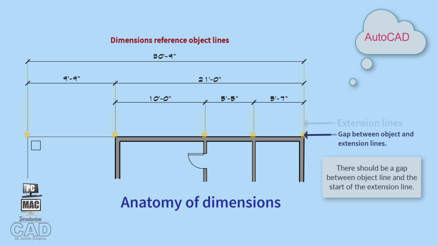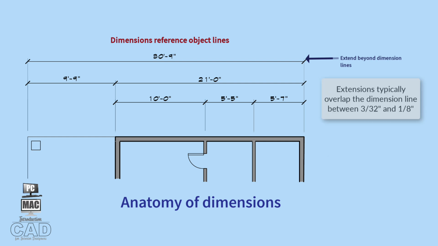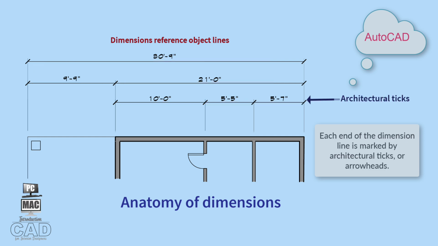There should be a gap between the object line and the beginning of the extension line. The graphic standard gap should be between 3/32 and 1/8 inch. Extension lines typically overlap the dimension line between 3/32 and 1/8 inch. The line that the dimension text rests on is called the dimension line. A dimension line spans between two extension lines, marked on each end by architectural ticks, or arrowheads. The dimension line should not be broken by the text.